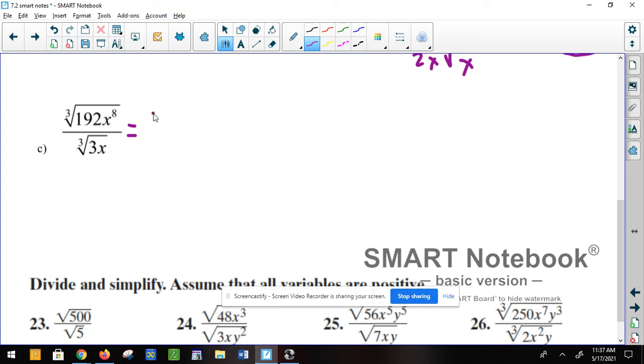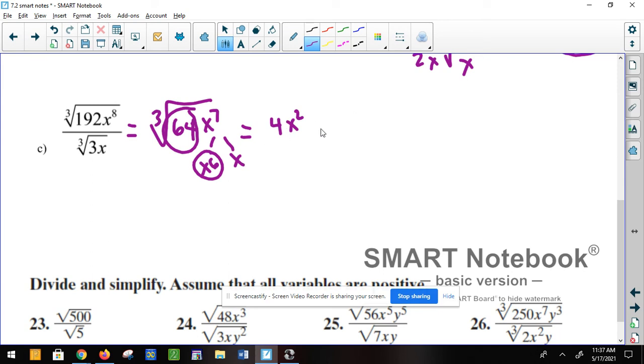Anyway, so you get now cube root of 64. X to the 8th divided by x, subtract the exponents. So it's as if there's an exponent of 1, so it's x to the 7th. Now we can simplify. 64 itself is a perfect cube. X to the 7th breaks into x to the 6th and x. Cube root of 64 is 4. Cube root of x to the 6th is x squared. And then that x has to stay.